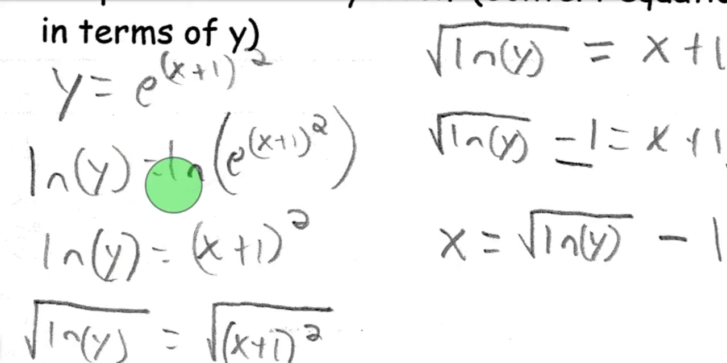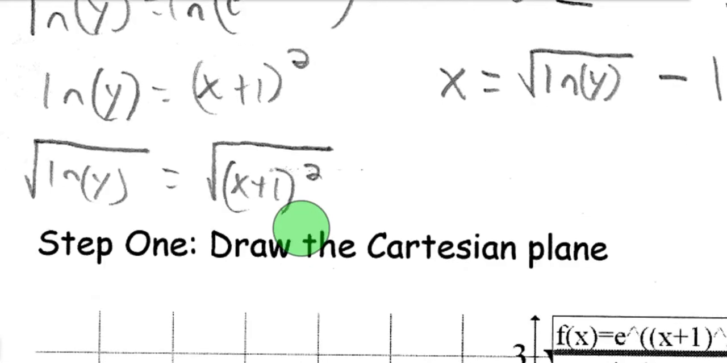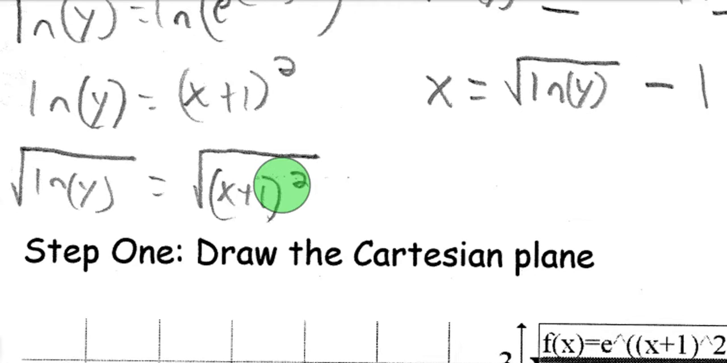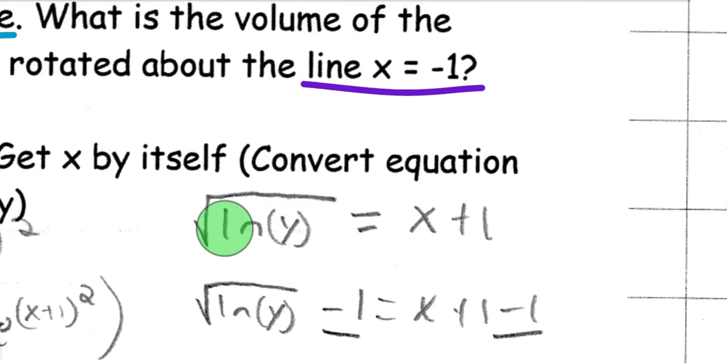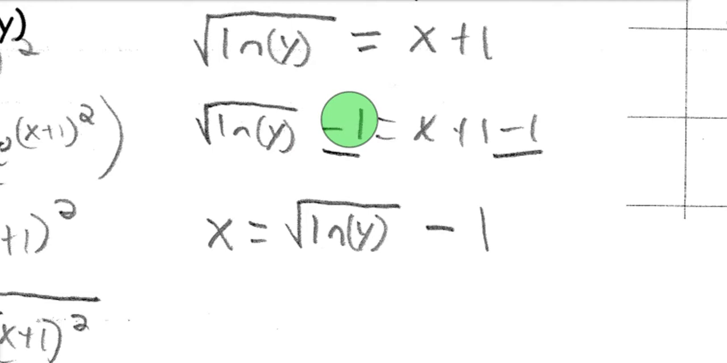Once we do that, we get natural log of y equals (x plus 1) squared. We will now take the square root of both sides to cancel this squared out, and we get the square root of the natural log of y equals x plus 1. The final step to get x by itself is to subtract 1 from both sides, making sure the -1 is on the outside of your square root. And so now we get x equals the square root of the natural log of y, minus 1.